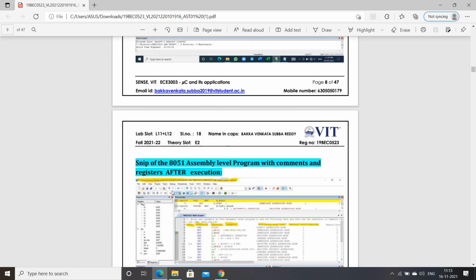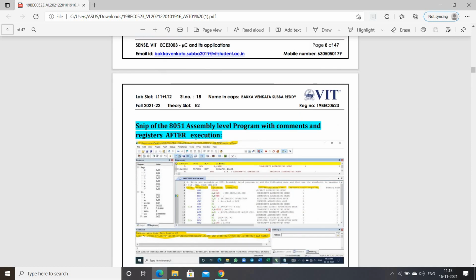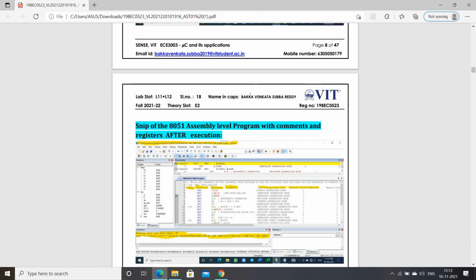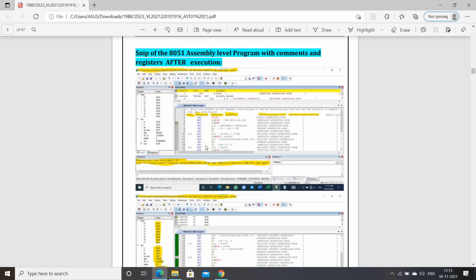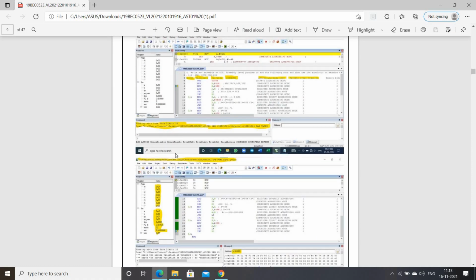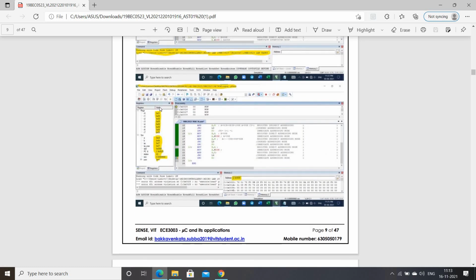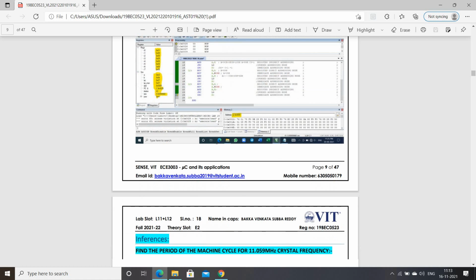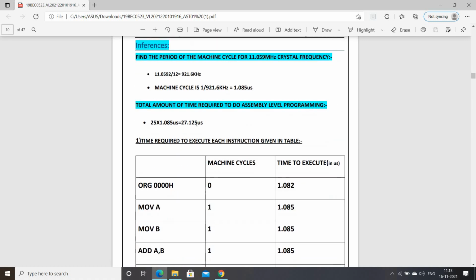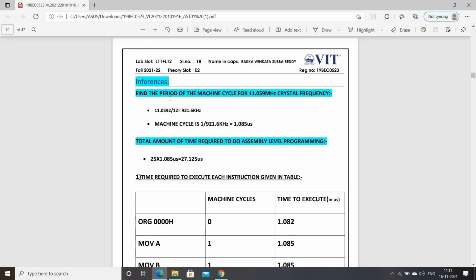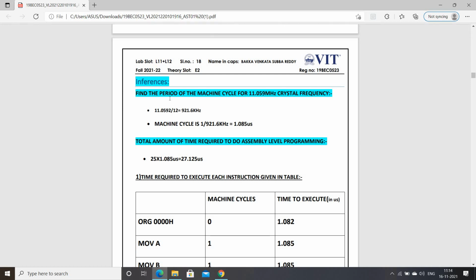this is the snip of the 8051 assembly level program with comments and registers after the execution, as I said before. So this is the output after execution. The highlighted part is the output, so I've highlighted it.